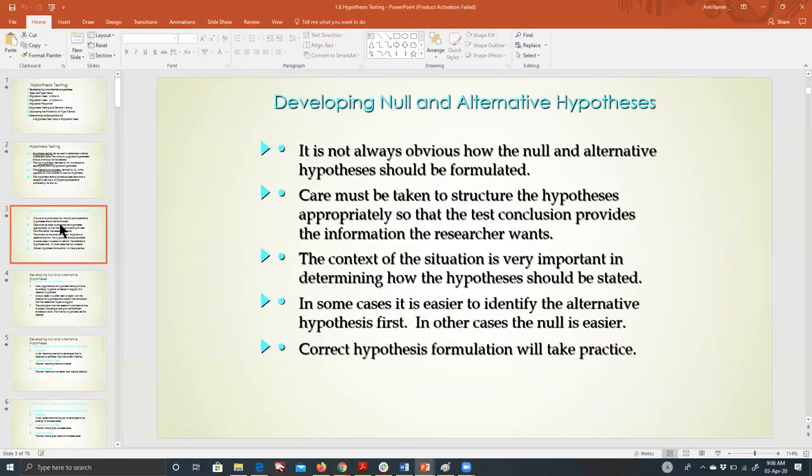Okay. Now it is not always going to be obvious, and I think this was questioned by some people, and even I said at that exact moment, it's not always easy to identify this, guys. Even however hard we try, it's not that easy. You have to take very special care to structure the hypothesis in a way that the test conclusion provides the information that the researcher wants. Knowing the context in this situation is equally important. Sometimes you can identify the alternative hypothesis first, and sometimes identifying the null hypothesis is easier. And remember, correct hypothesis formulation will take a lot of practice. It's not that easy to do.